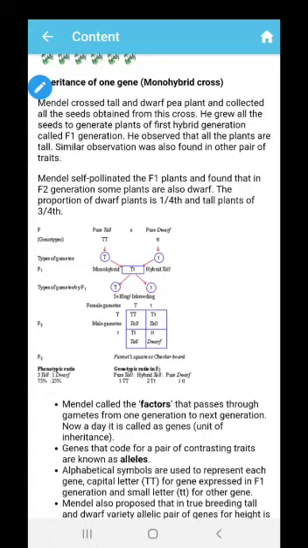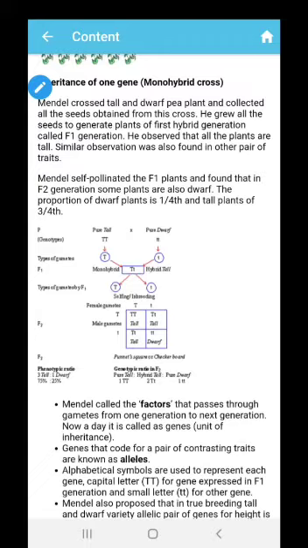Then he grew all the seeds, and they were the progenies of the first, F1, generation. He observed those plants, and he found a similar observation in other pairs of traits also, apart from the height gene. He found it in the color gene also, and in the shape gene also.